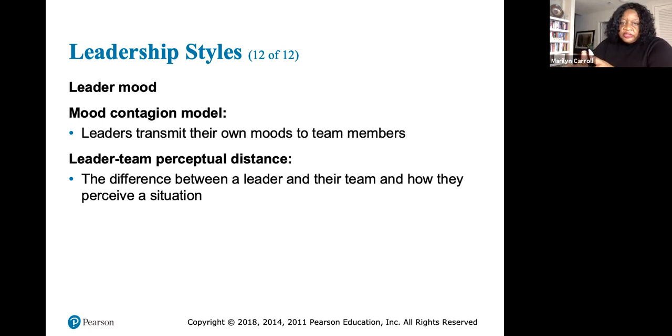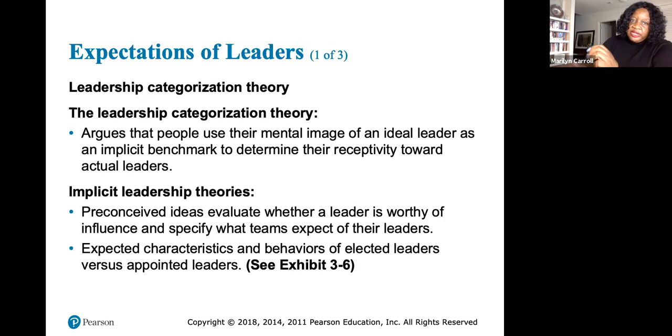Leader-team perceptual distance is the difference between a leader and their team in how they perceive the situation. Now, as we go on, the expectations of the leader include leadership categorization theory, which argues that people use the mental image of an ideal leader as an implicit benchmark to determine their receptivity towards an actual leader.